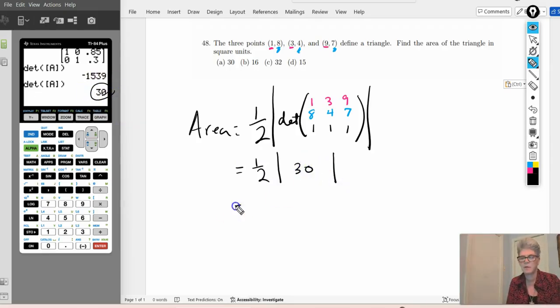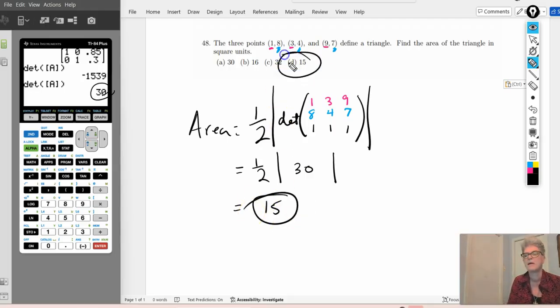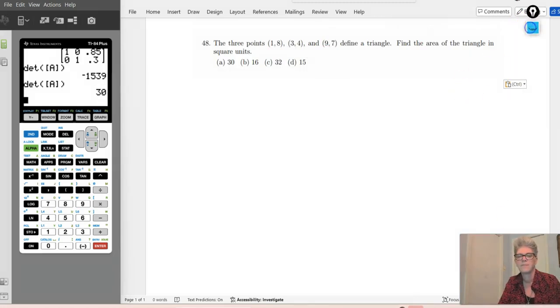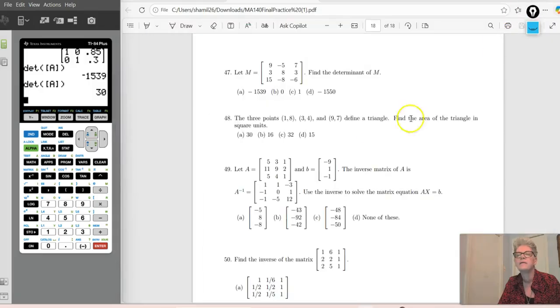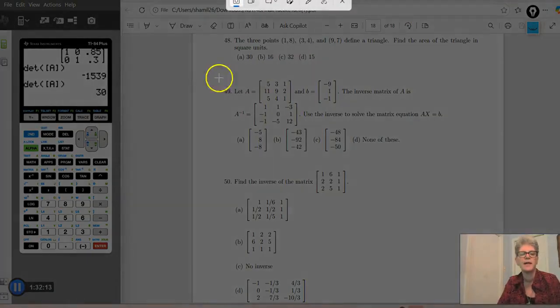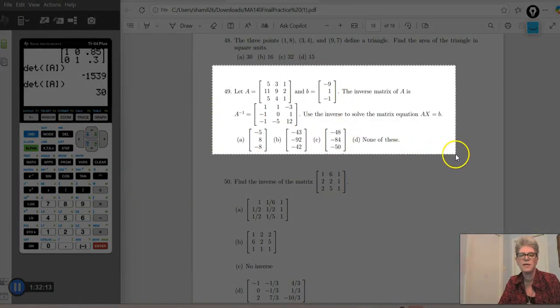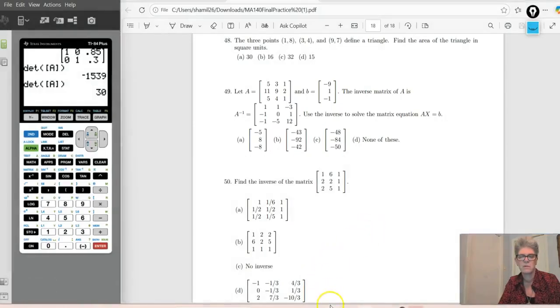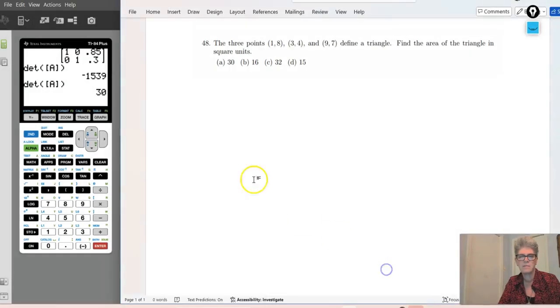And of course the absolute value of 30 is 30, and 1/2 times 30 is 15. So my area is going to be D. The answer to that is D. We're almost there. Now if you know how to do matrix multiplication, you've got enough there to do it quickly by hand.